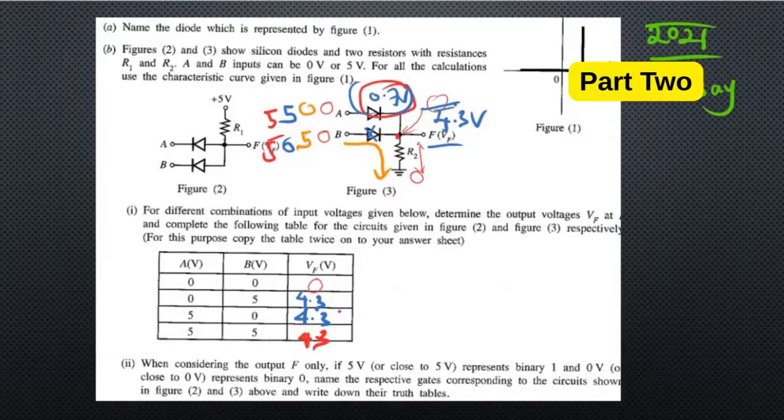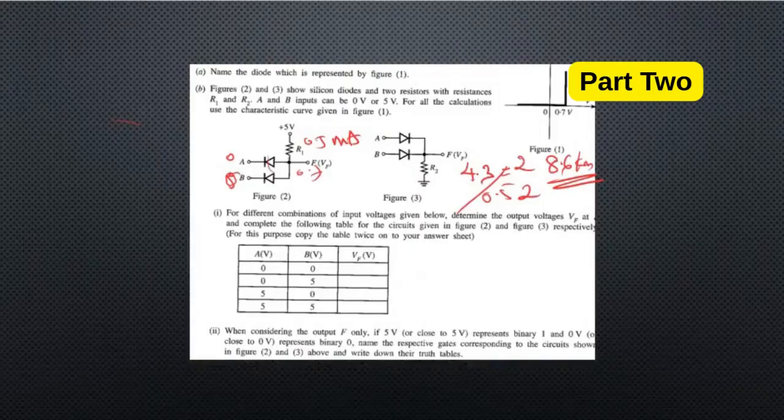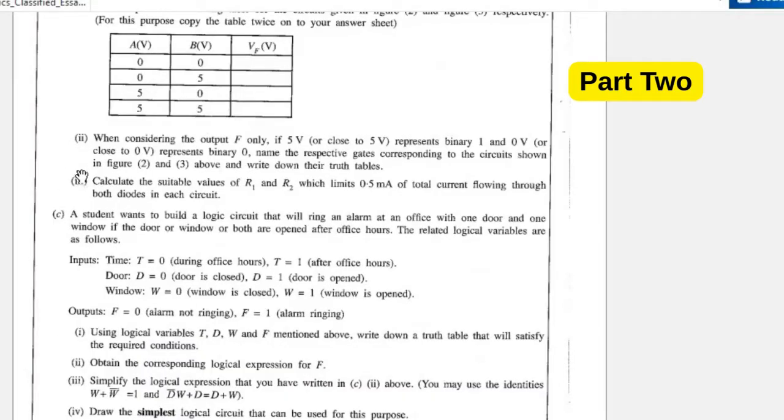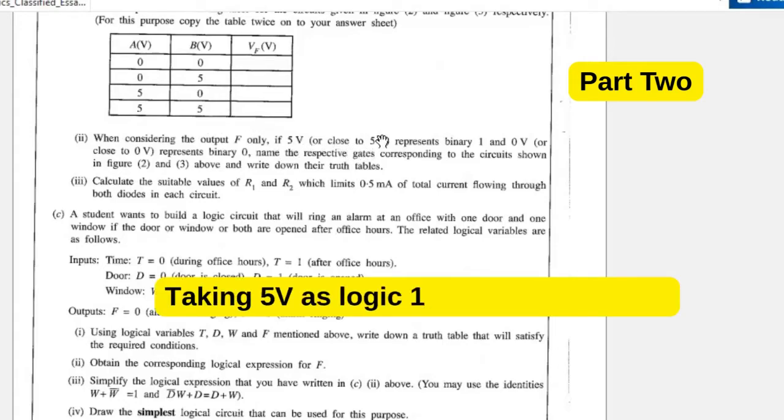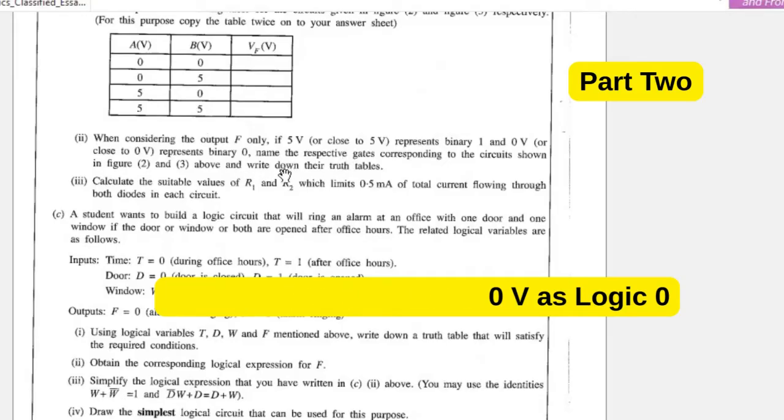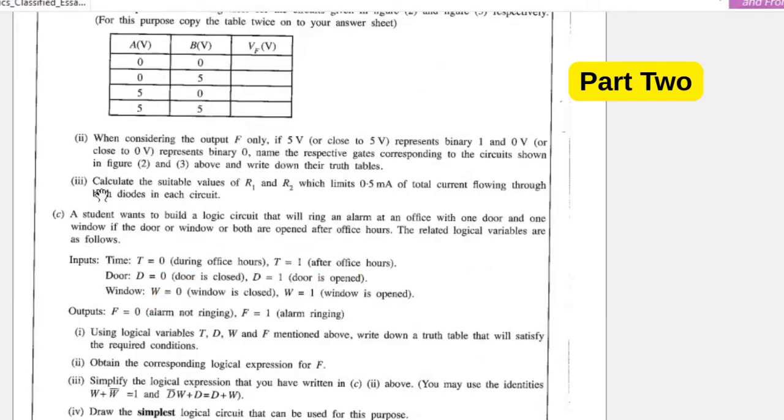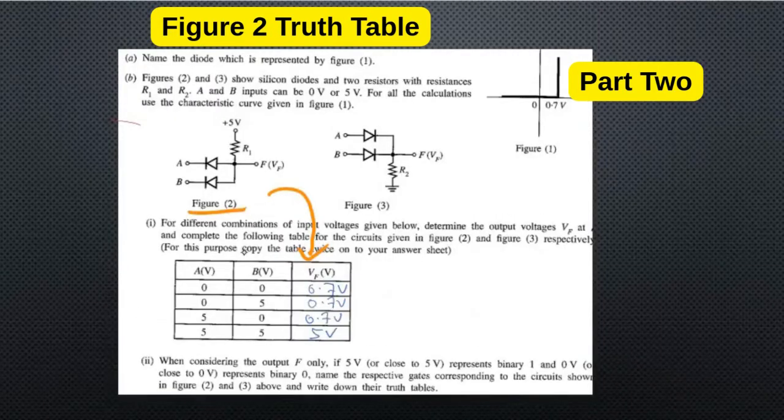Right, moving into the next part of the question. When considering the output F only, they are asking us to take 5 volt, or close to 5, as binary 1, and 0 as binary 0. And what we have to do is name the respective gates corresponding to the circuits shown in figure 2 and figure 3 and write down the truth table. Right, now for this we need to write down the truth table.